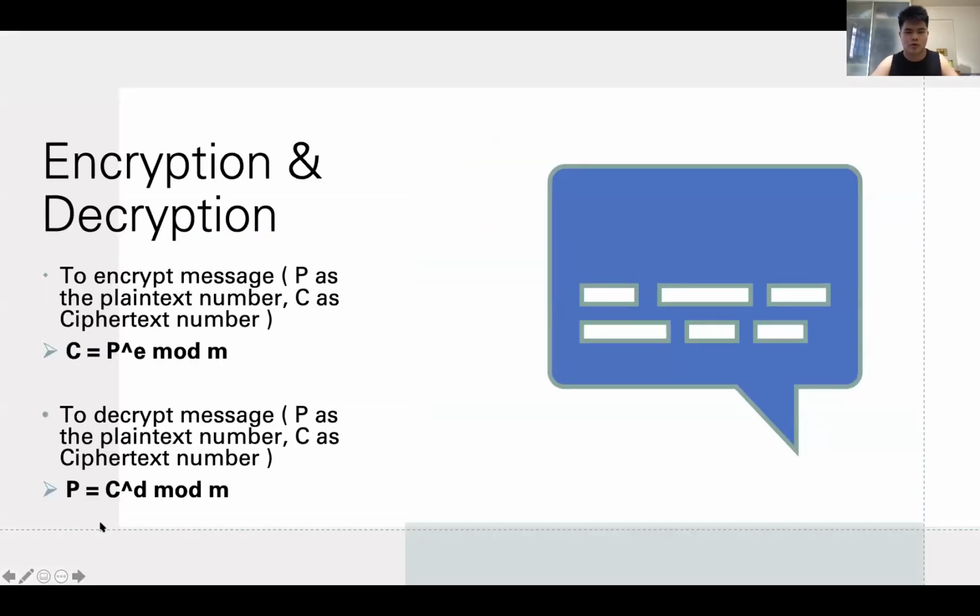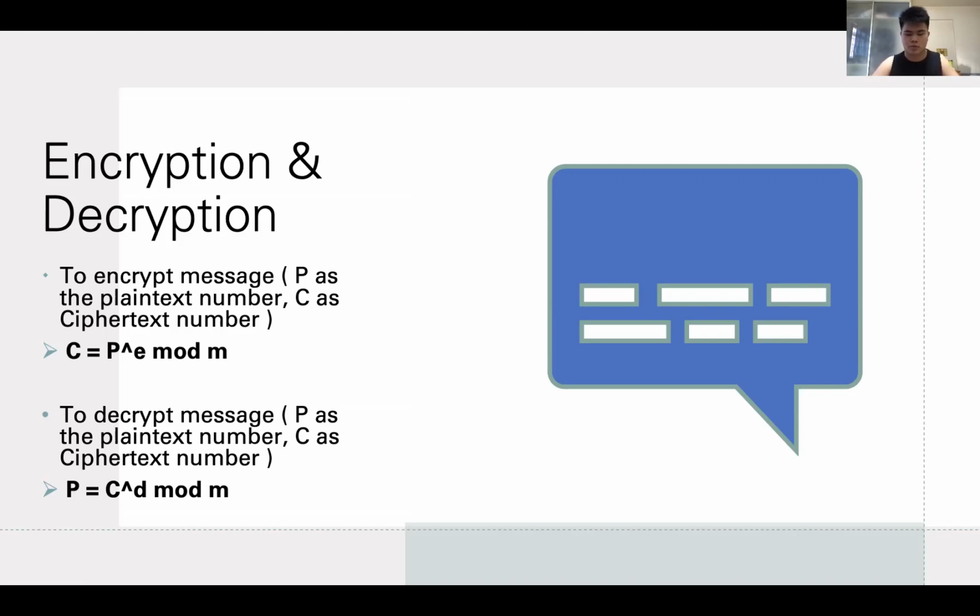Now, moving on to encryption and decryption. To encrypt a message, we will use the formula shown, where P will be the plain text and C will be the ciphertext. In order to get C, we will need to use the formula P to the power of e mod m to get the remainder, and that will be our encrypted message.